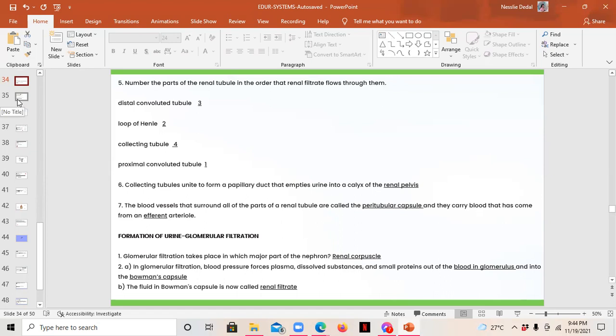Formation of urine: glomerular filtration. Number 1. Glomerular filtration takes place in which major part of the nephron? Our answer is renal corpuscle. Number 2, letter A. In glomerular filtration, blood pressure forces plasma, its dissolved substances, and small proteins out of the blood in the glomerulus and into the Bowman's capsule. Letter B. The fluid in Bowman's capsule is now called renal filtrate. Next slide, please.